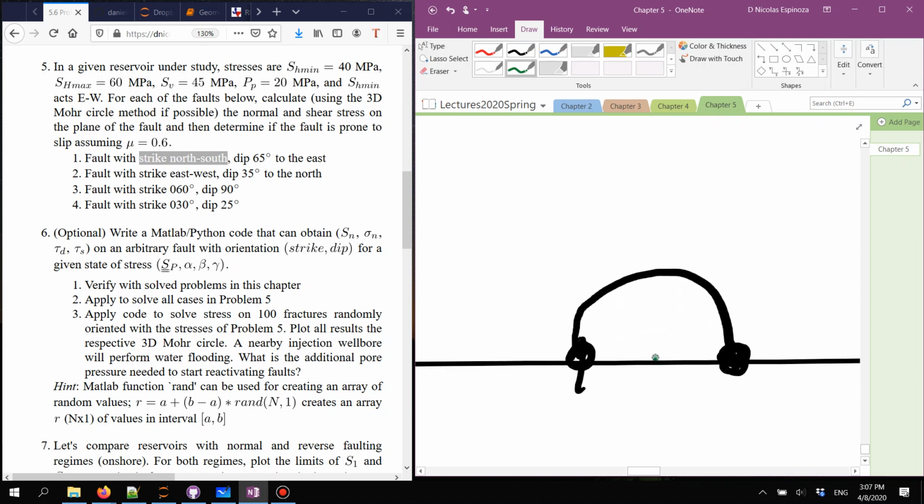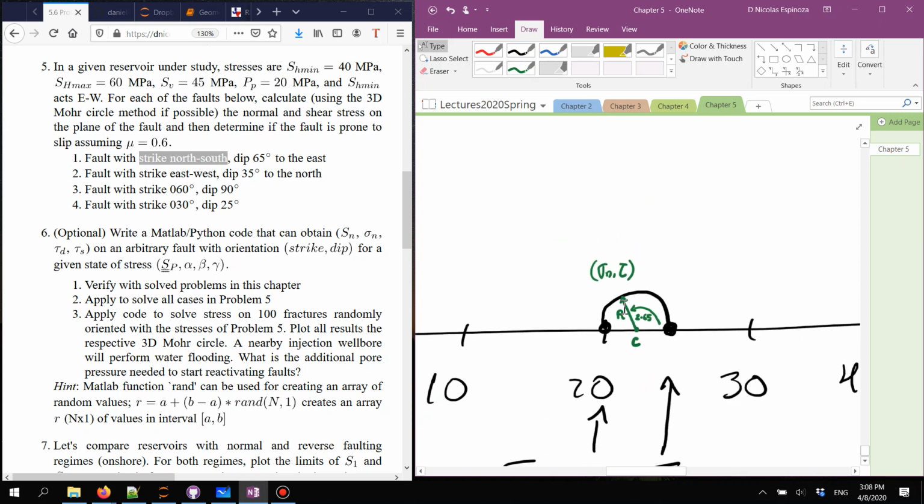So when I go to the Mohr circle, what I have to do is go 65 degrees from the center of the circle, 65 degrees times 2. That's going to be the angle that I have to use in order to get the value of the effective normal stress and the shear stress at that particular point, where this is going to be 2 times 65, and this is going to be the radius of the circle.